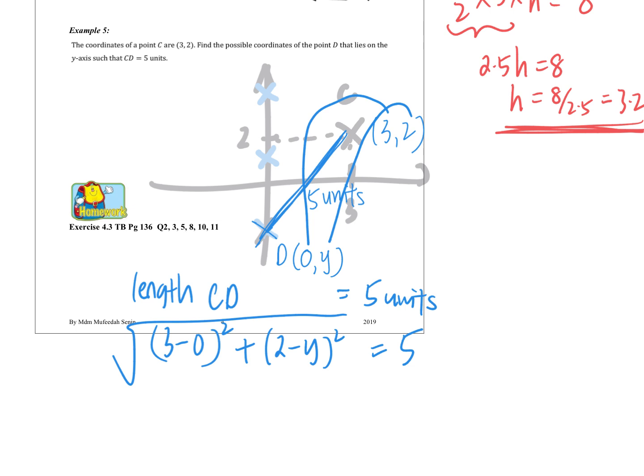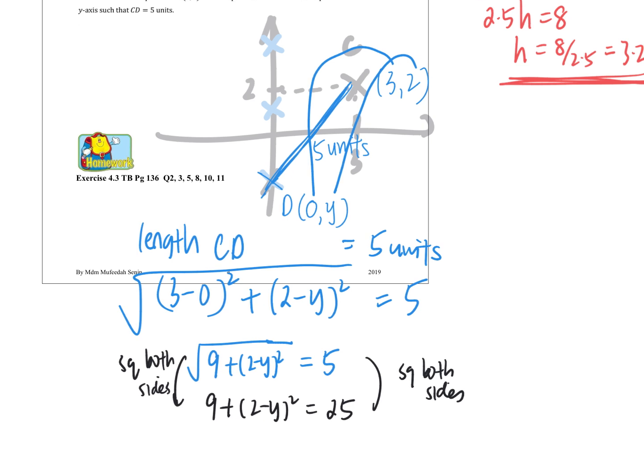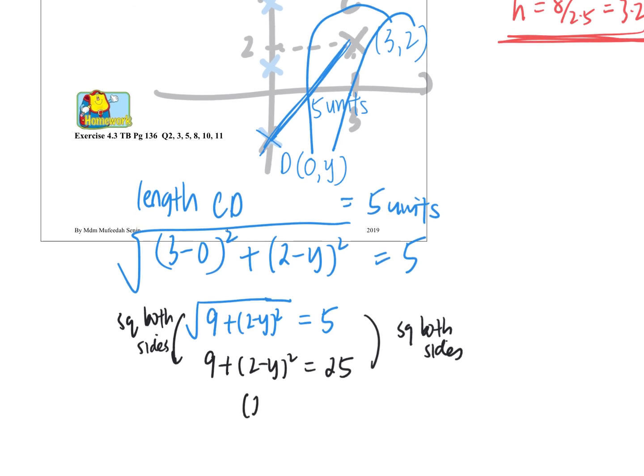The y over here, that's the unknown that we want to solve, right? So if I simplify, I get this. But y is right inside the square root. So how do I solve it? I square both sides. So if I square this, the square root is gone. Then this one becomes 25. So if you square both sides, then the normal solving, bring the 9 over.